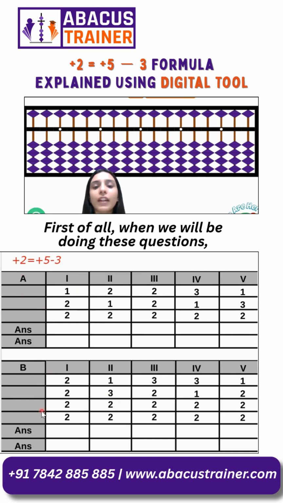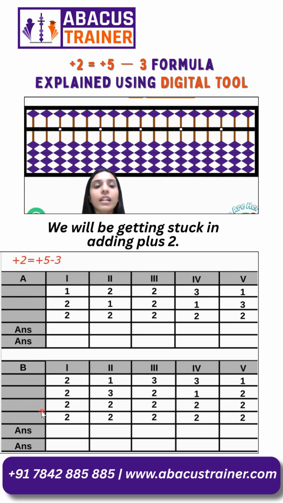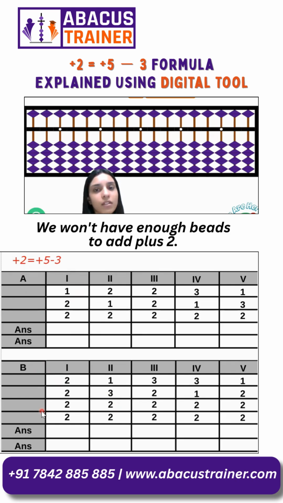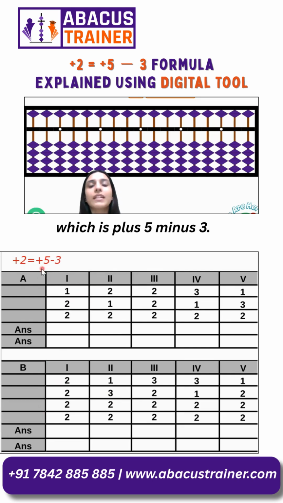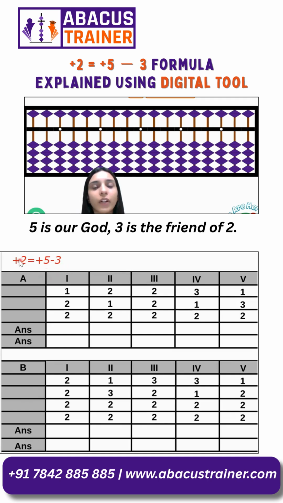First of all, when we are doing these questions, we will get stuck in adding plus 2. We won't have enough beads to add 2. What are we going to do there? We are going to apply its formula that is written here, which is plus 5 minus 3. 5 is our God, 3 is the friend of 2. So plus God minus friend.